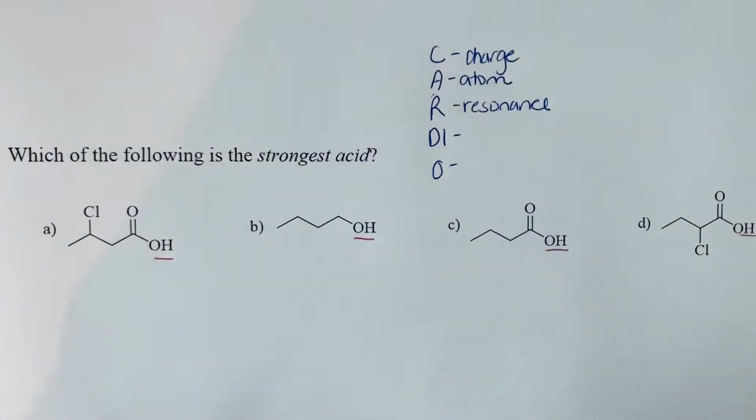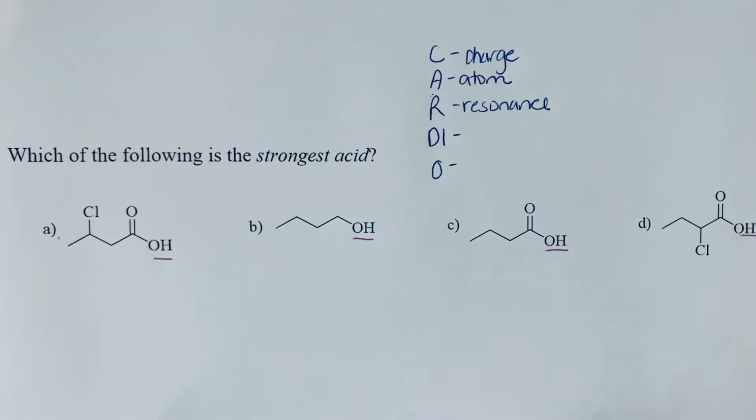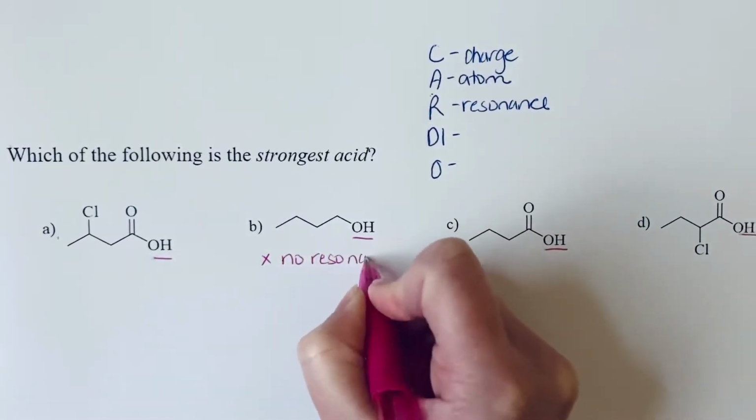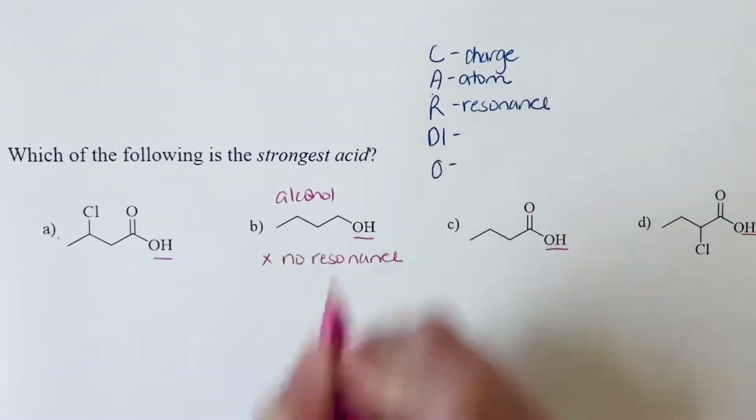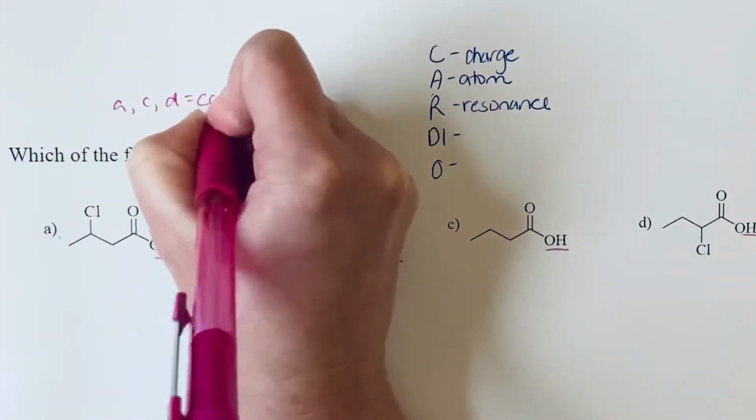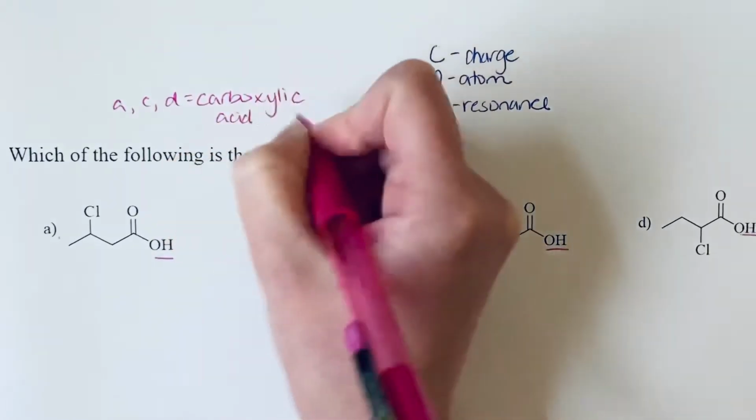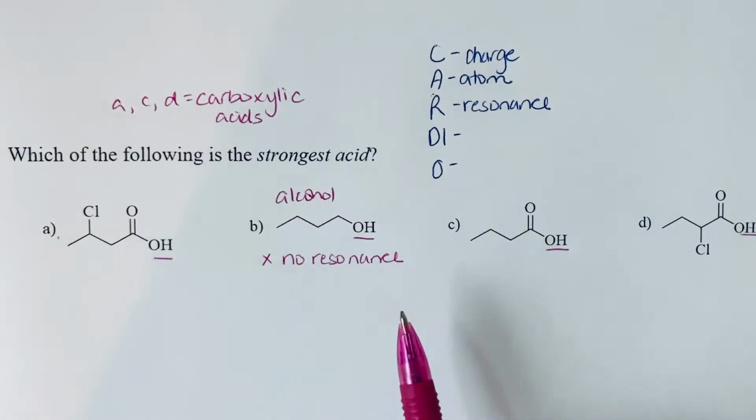And we see that A, C, and D are all carboxylic acids, and those all exhibit resonance. So only B has no resonance. B is an alcohol in terms of its functional group. A, C, and D are all carboxylic acids. And carboxylic acids are more acidic than alcohols because once we form the conjugate base, it is stabilized.